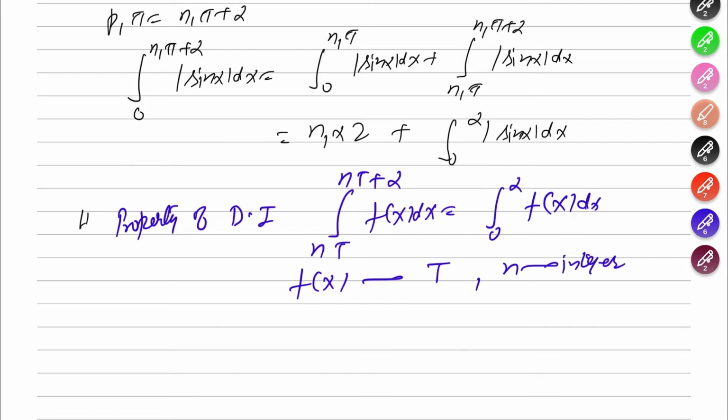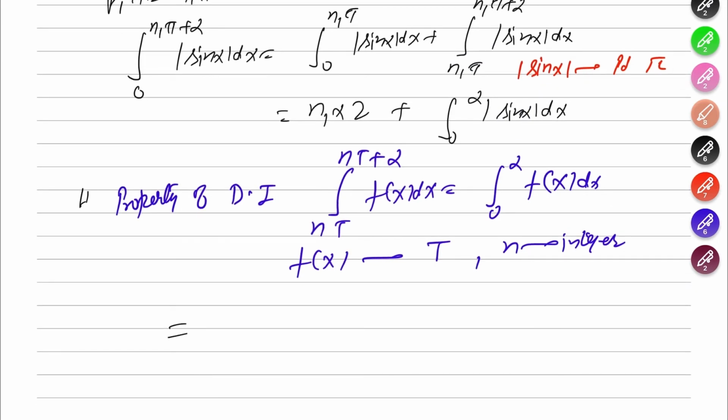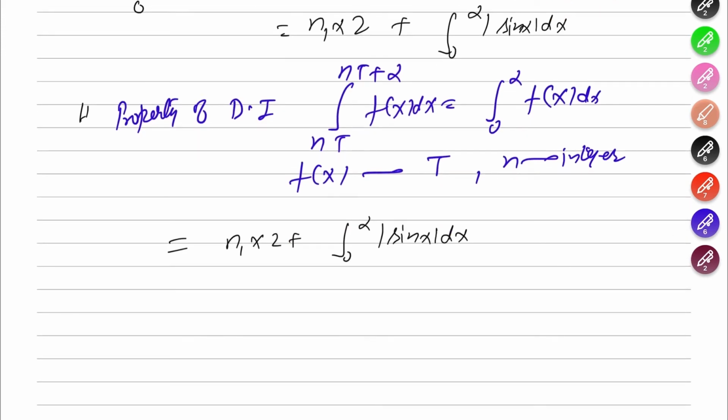So in this case we observe that the integral from n1 pi to n1 pi plus alpha can be written as the integral from 0 to alpha. Why? Because mod of sine x is a periodic function with period pi. So by the same property, n1 pi to n1 pi plus alpha, its period is pi, so we can write it as 0 to alpha. Now our problem converts into n1 into 2 plus the integral from 0 to alpha of mod of sine x dx.